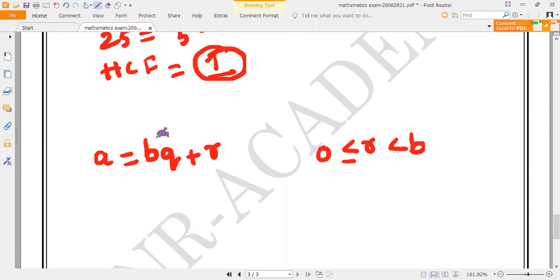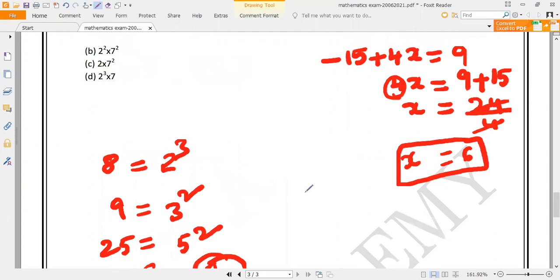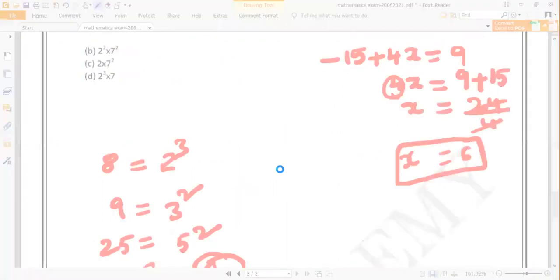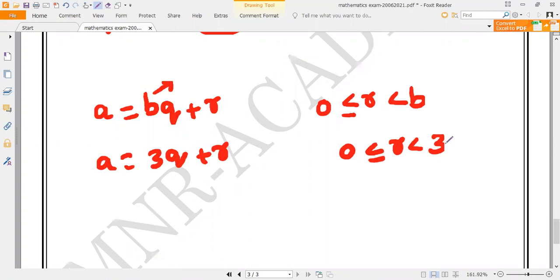In this case, what is our b value? 3, ma'am. So substitute the value in this equation. a equal to 3q plus r, where 0 less than or equal to r less than 3. When r equal to 0, a equal to 3q, correct?